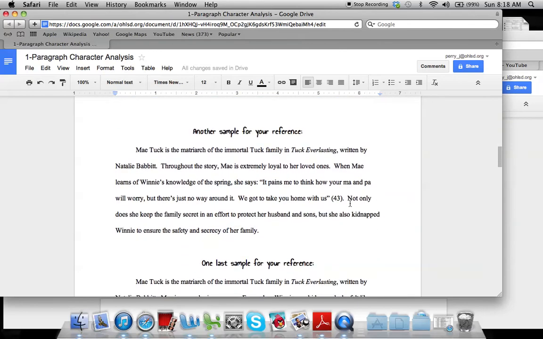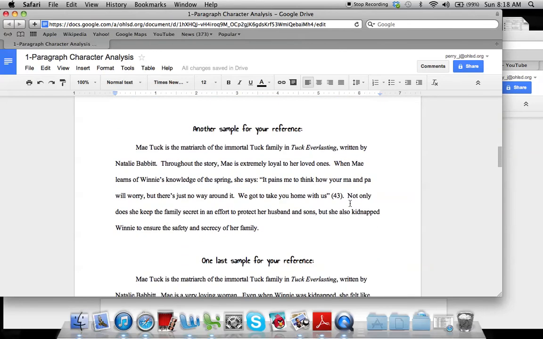Here's another example. In this paragraph, we're revealing May Tuck through her speech. So this student wanted to say that May was loyal. So notice the first sentence again mentions May Tuck. It tells the name of the book and the author. So May Tuck is the matriarch of the immortal Tuck family in Tuck Everlasting, written by Natalie Babbitt. Now we have to make a claim. So here's what this student decided to do. Throughout the story, May is extremely loyal to her loved ones. So this student's trying to prove that May is loyal.